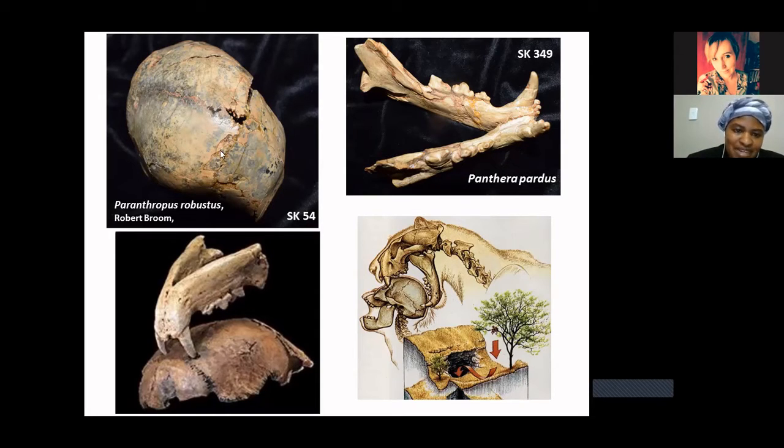These puncture marks were measured by one of the directors at Ditsong, Bob Brain, and he measured the puncture marks to be 33 millimeters apart. And within close proximity, there was a specimen that was discovered, which was labeled SK349. It belonged to a leopard, Panthera pardus. And he also measured the distance between the canines of Panthera pardus, and they also measured 33 millimeters. So what he did indicate is that these puncture wounds on the cranium of Paranthropus robustus were caused by Panthera pardus.